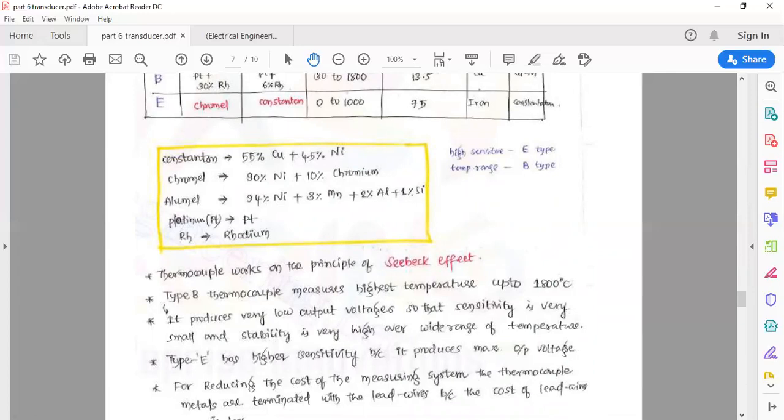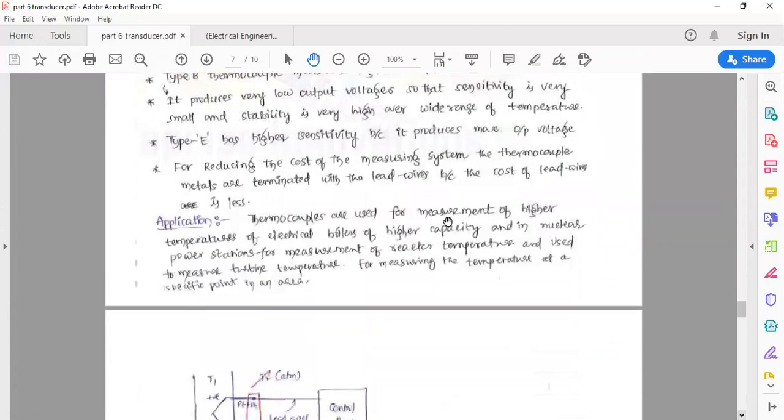The thermocouple metals are terminated with lead wires for reducing the cost of the measuring system, because the cost of lead wire is less. Applications of thermocouples are the measurement of higher temperatures, electrical boilers of higher capacity, and in nuclear power stations.